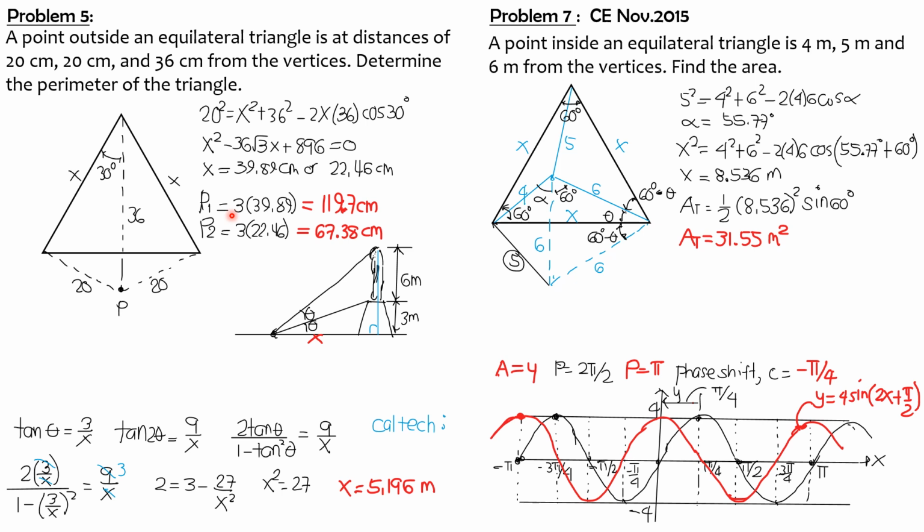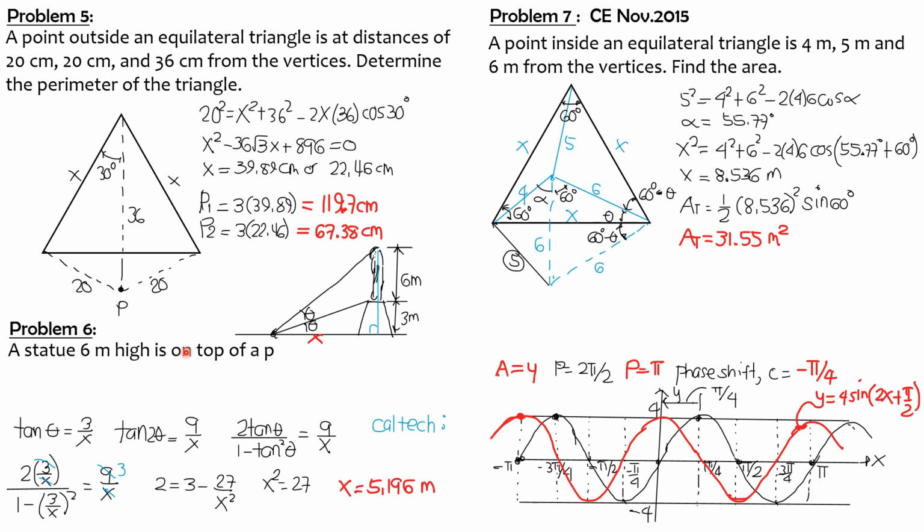So one perimeter is 3 times 39.89, 119.7 cm. The other perimeter is 3 times 22.46, 67.38 cm. Problem 6.